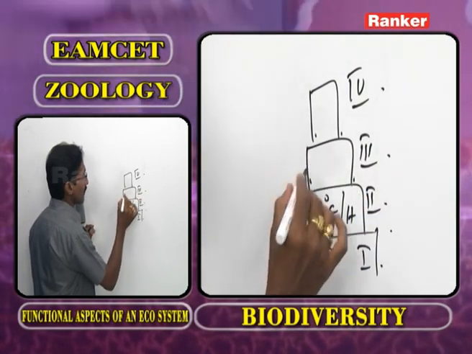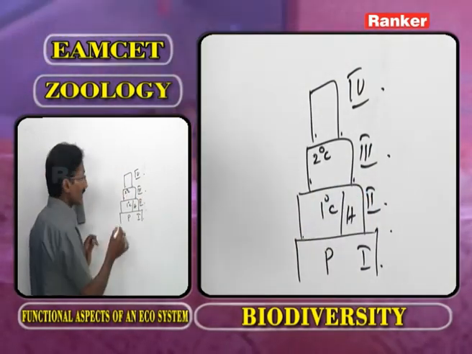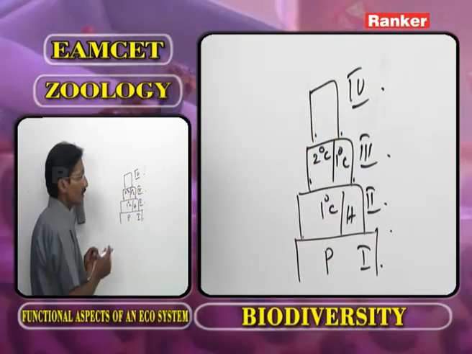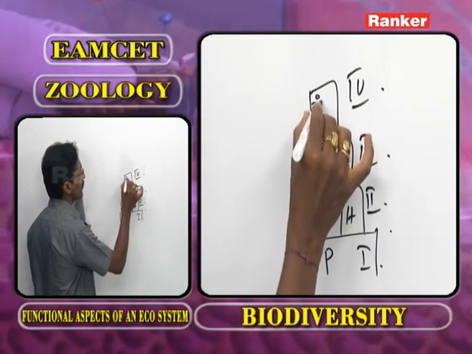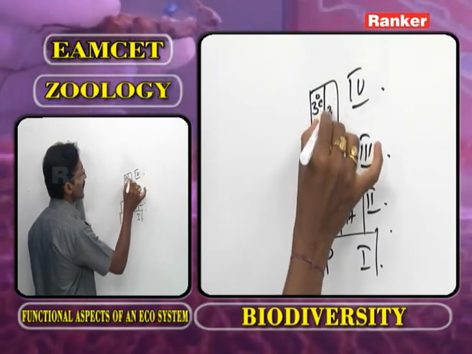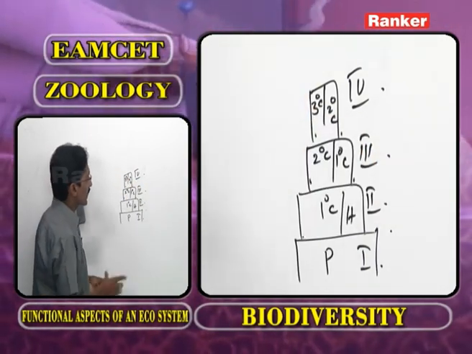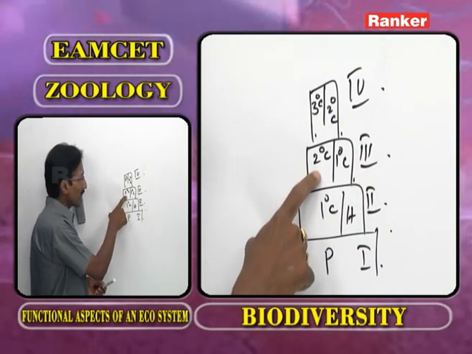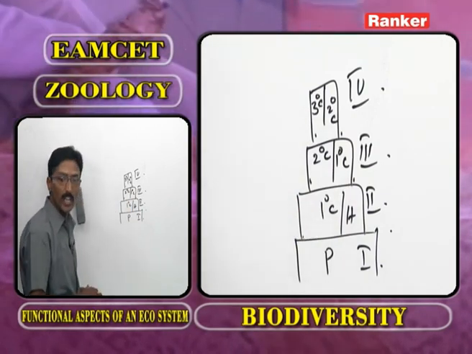And the third trophic level is occupied by the secondary consumers. The secondary consumers are also called the primary carnivores. The fourth trophic level is occupied by tertiary consumers. They are also called the secondary carnivores. Now, as we observe the third trophic level, the third trophic level is occupied by secondary consumers. They are also called the primary carnivores.